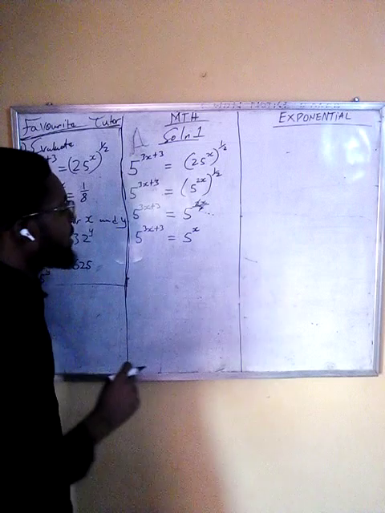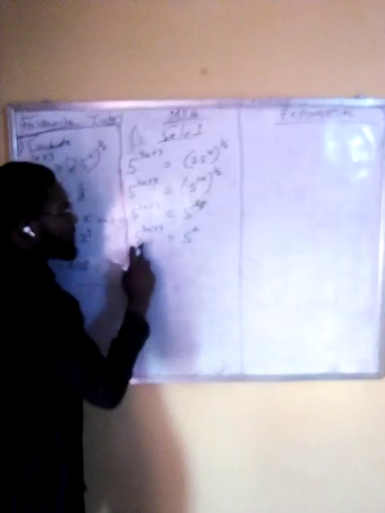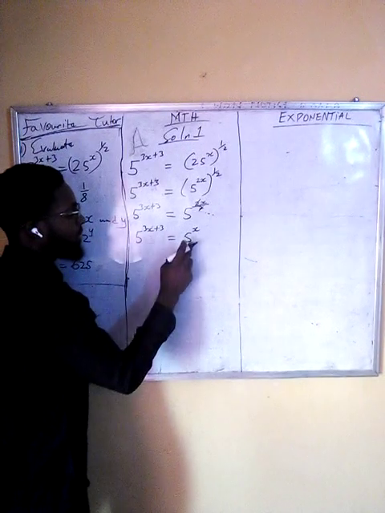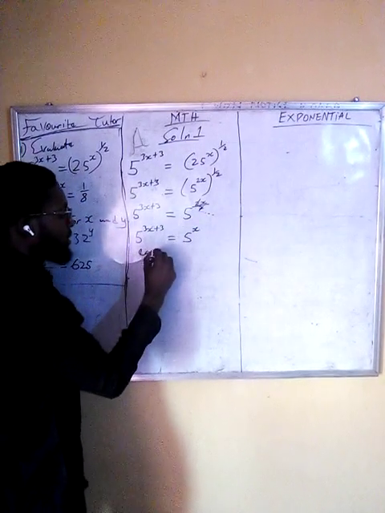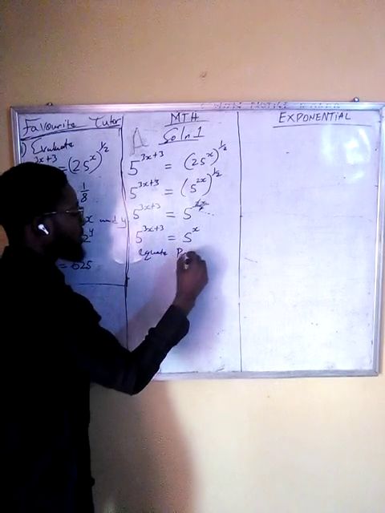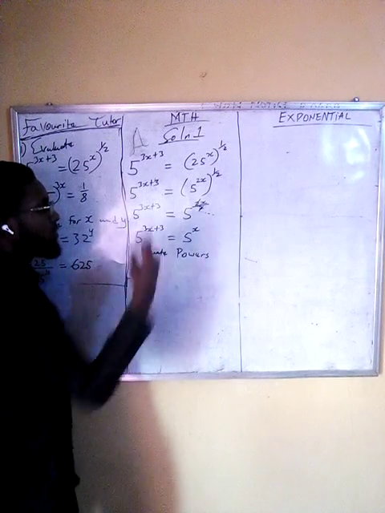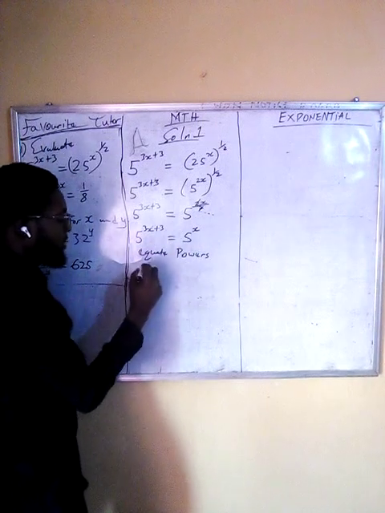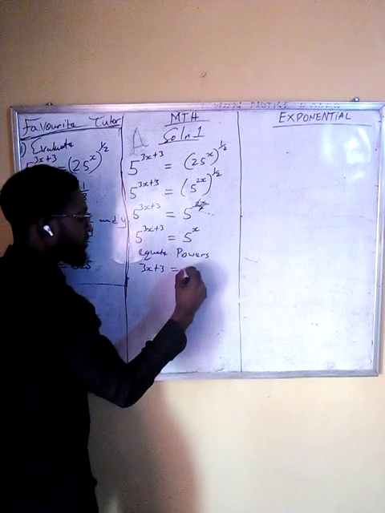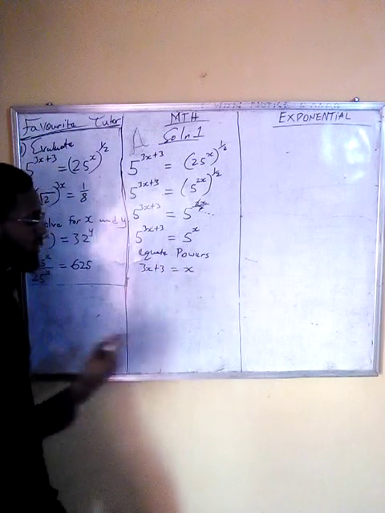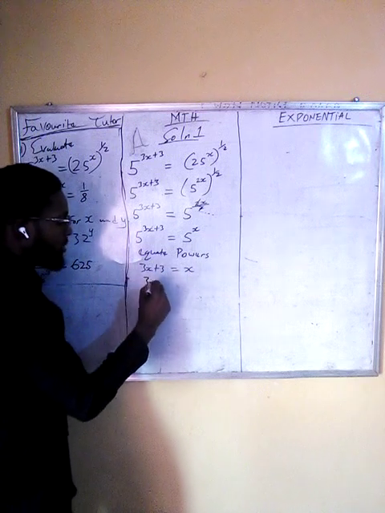By the law of exponents, you can see that both bases are the same, 5 and 5. What we do now is equate powers. If both bases are the same, we equate powers. So therefore we equate powers. This is 3x plus 3 equals to x. Then we collect like terms. Take x to this other side, it changes to negative.